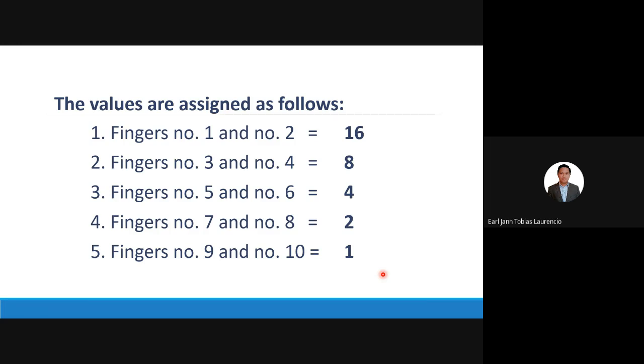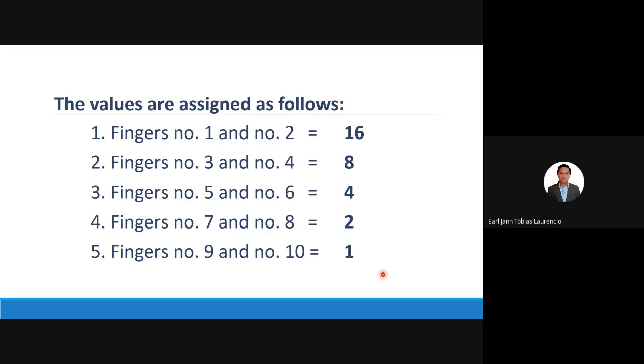Now, when the whirl appears in finger number 5, what is finger number 5, Miss Inigo? Sir, right little finger. Okay. How about finger number 6, Miss Jimenez? Left thumb, sir. Okay, left thumb. So if a whirl appears in the right little and left thumb, the value is 4.